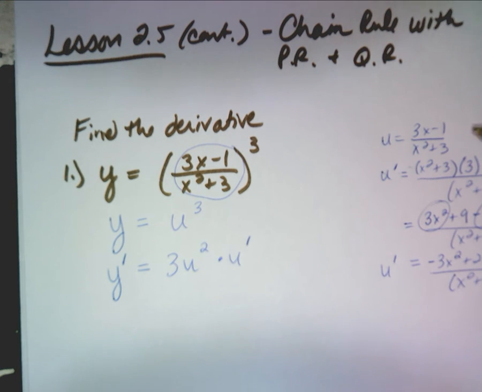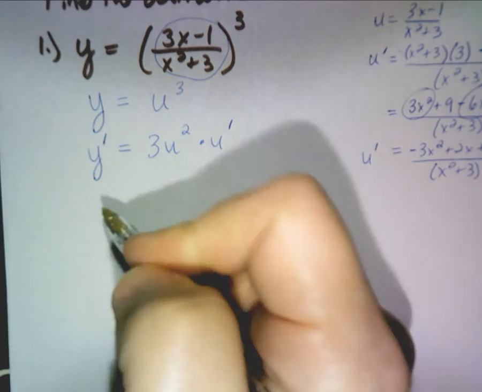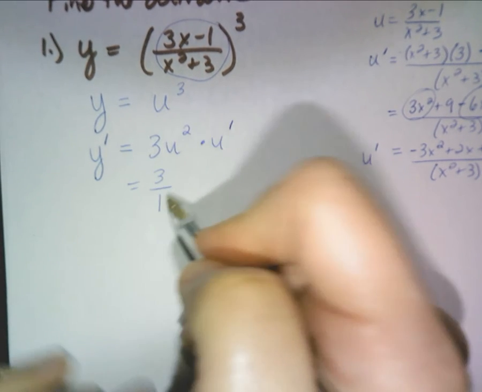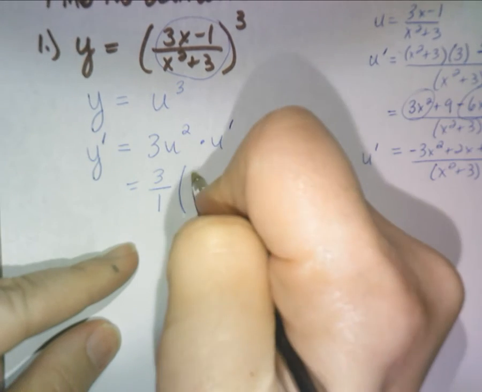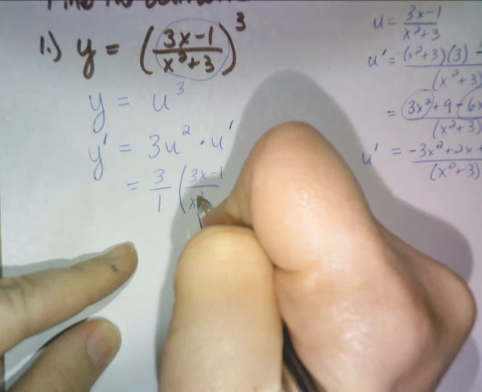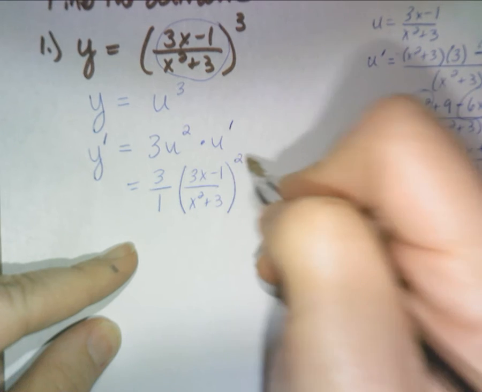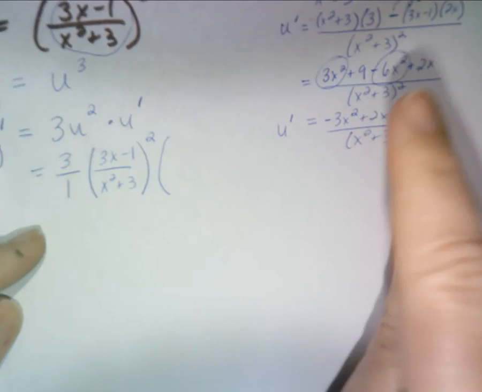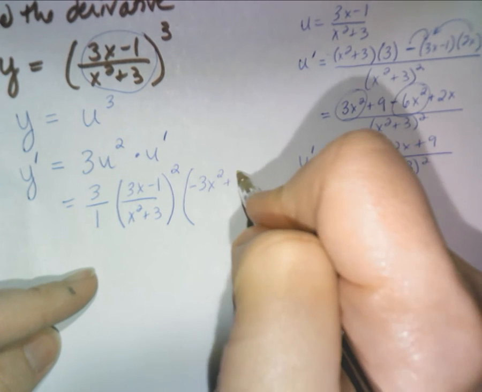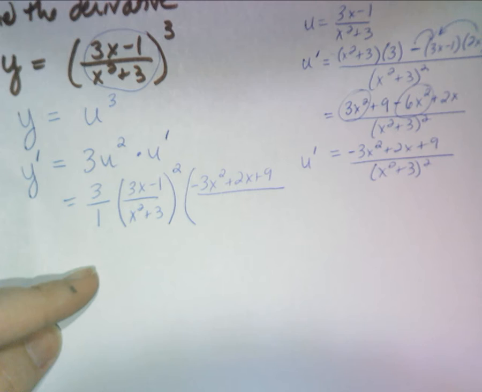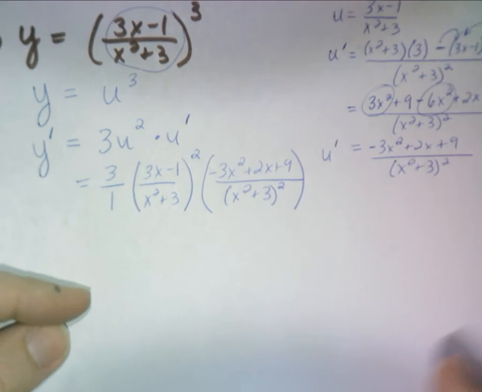But remember, these are fractions here, so I'm actually going to rewrite it like this. Let me move it up. I'm going to have 3 over 1, then I'm going to rewrite this u as 3x minus 1 over x squared plus 3 to what power? Squared. Times u prime, which we just found right over here: negative 3x squared plus 2x plus 9 over x squared plus 3. This is just algebra from here.